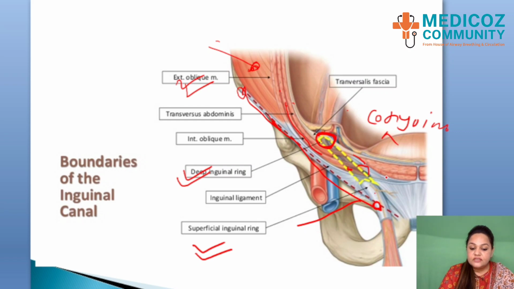Now if there is weakness of this conjoint tendon which is forming the posterior wall of the inguinal canal, the abdominal contents will push this conjoint tendon as it is already weak. So along with the conjoint tendon, the contents will come out from the superficial inguinal ring, and this is the condition called direct inguinal hernia. So it basically occurs due to the weakness in the conjoint tendon.